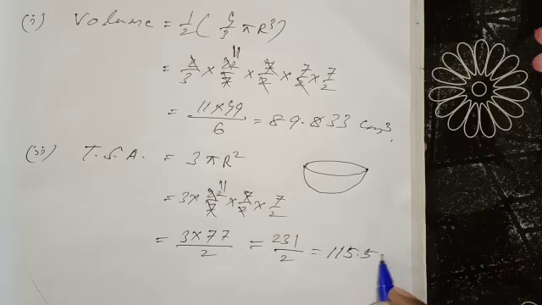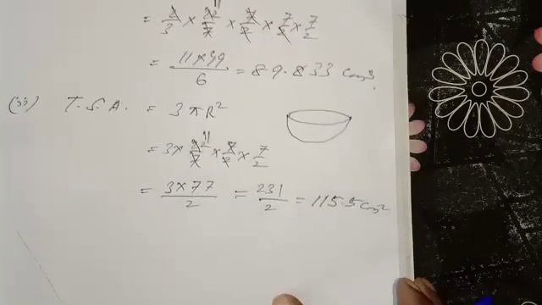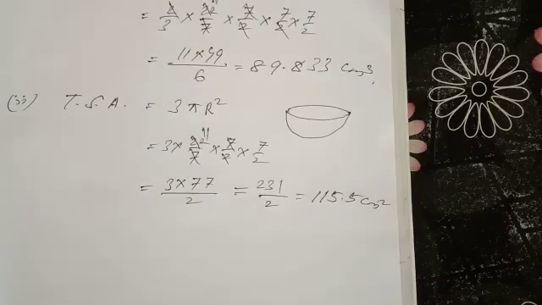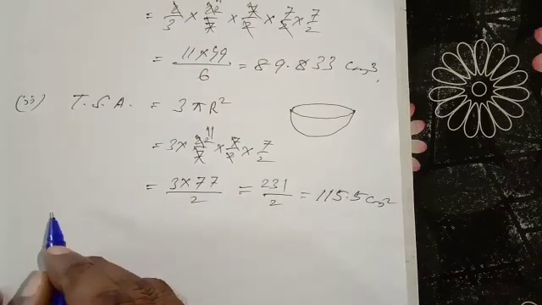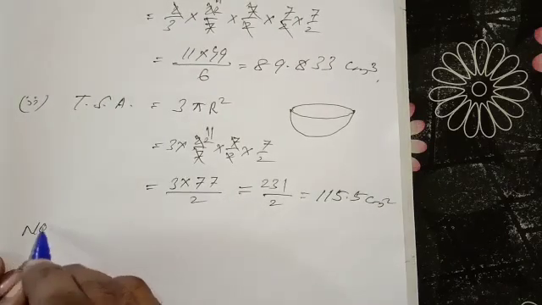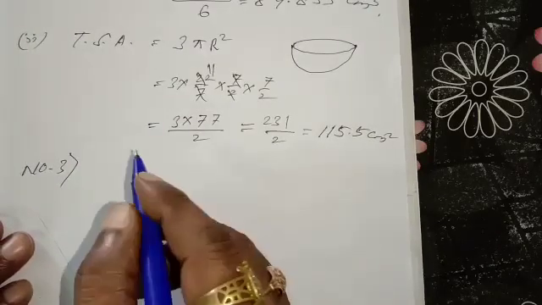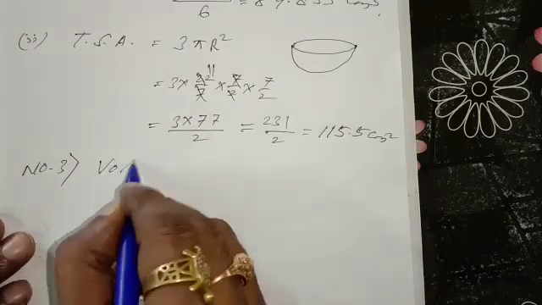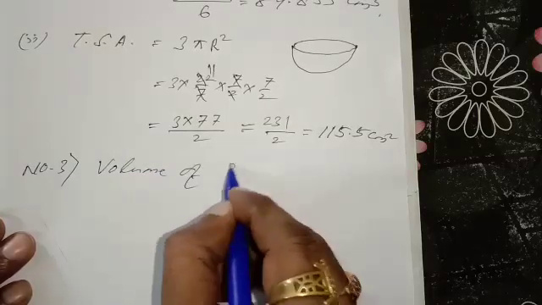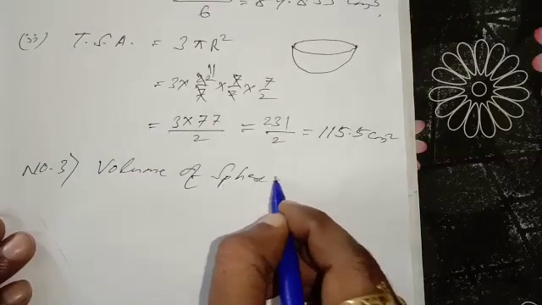115.5 centimeter square. Okay. This is the total surface area of a hemisphere. Let us go to question number 3. Question number 3 is given, the volume of a sphere is given.